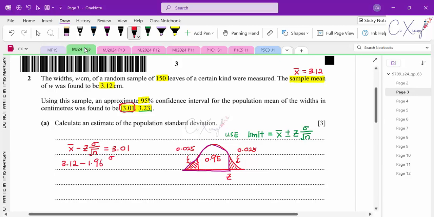Sigma, we don't know what's the value, so you just copy as sigma. Then the n here, sample size is basically 150. Then you let it equals to 3.01. Okay, and from here, if you slowly move all the number to one side and rephrase all your equation here, you'll get the value of sigma.